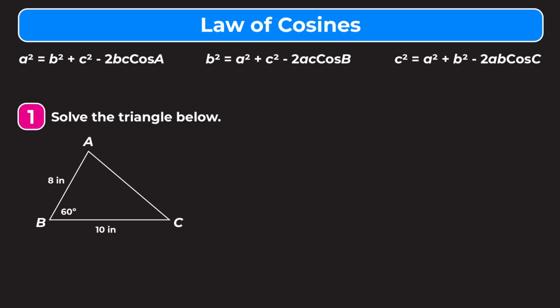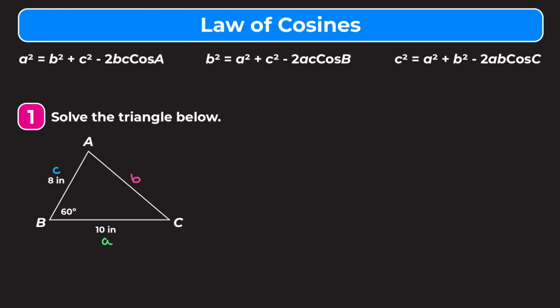So let's jump into example 1, which says solve the triangle below. Remember, when it says solve the triangle, we're just solving for all of the missing sides and angles. They gave us two sides and an angle, and you may be thinking, why don't we just use the law of sines? The reason we can't is because we don't have any angle-side pair. We have angle B, but we don't have side B, which I'll label. Then we have side C, but we don't have angle C, and we have side A, but we don't have angle A. So when this happens, we have to use the law of cosines.